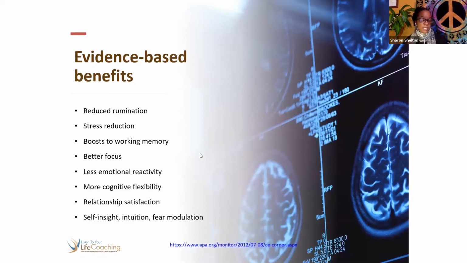Now that we have the brain scanning technology to see what's happening up in the brain, they've done a lot of studies on long-time meditators, on monks, and all kinds of people, and they've been able to quantify these benefits. Reduced rumination, that's that constant thinking over and over again. It reduces stress. It boosts our working memory. We're able to better focus. We have less emotional reactivity, more cognitive flexibility. These are all things we need as business owners and entrepreneurs.